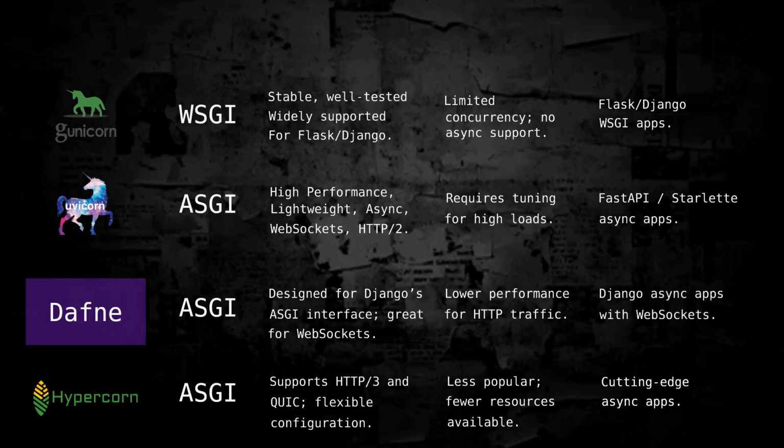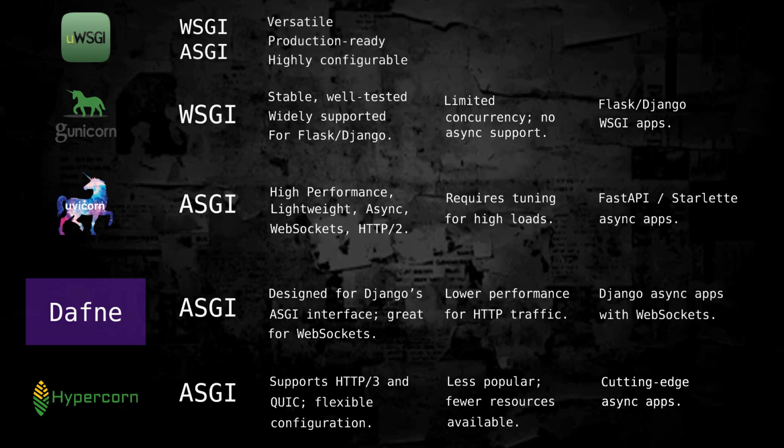And I want to discuss one more server, and that is uWSGI, a web server for running Python applications originally built for WSGI, but it also supports ASGI for asynchronous frameworks. It's known for being highly configurable and production ready. It is extremely versatile, supporting many deployment features like process management, caching, and monitoring. It's great for running stable, production-ready applications.